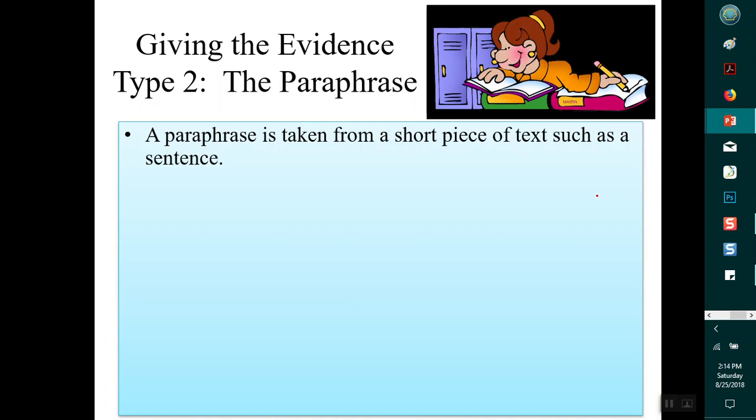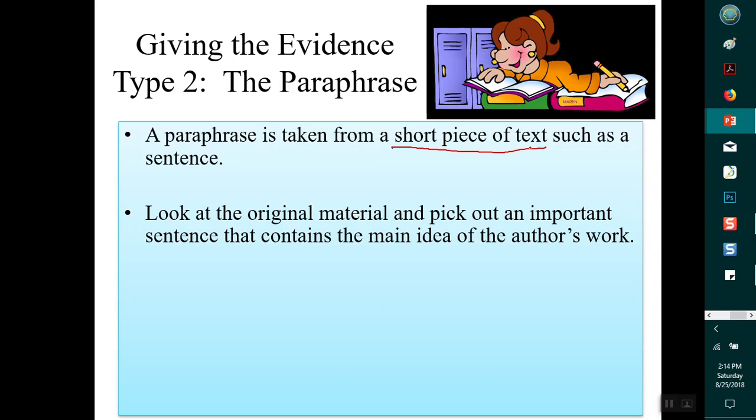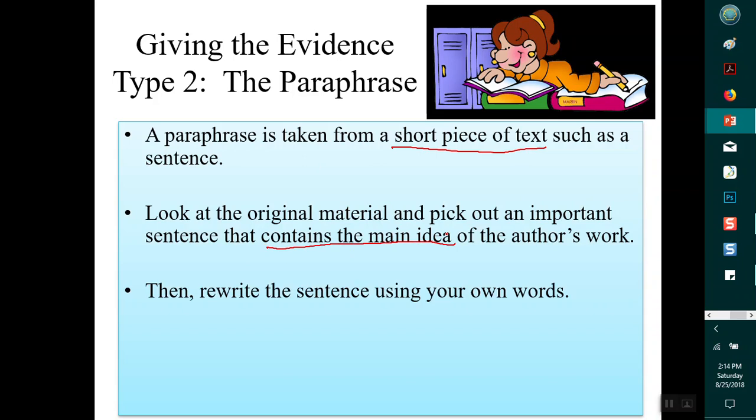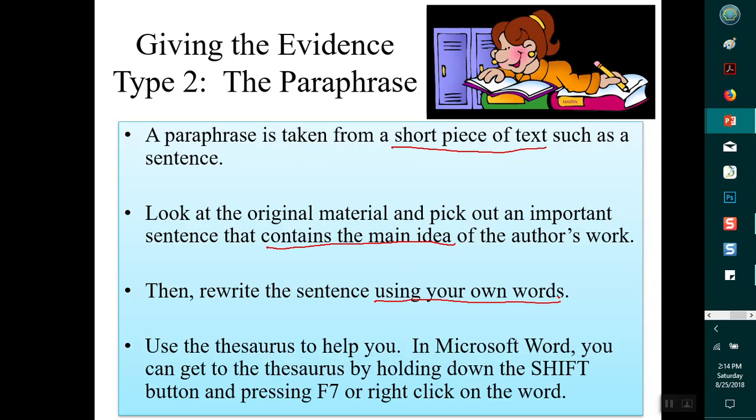A paraphrase is a little bit different. A paraphrase is taken from a short piece of text, such as a sentence, sometimes 2 sentences, but it's basically a shorter piece of text. You look at the original material, pick out an important sentence that contains the main idea of the author's work. Then you rewrite the sentence, again, using your own words. You can use a thesaurus to help you.